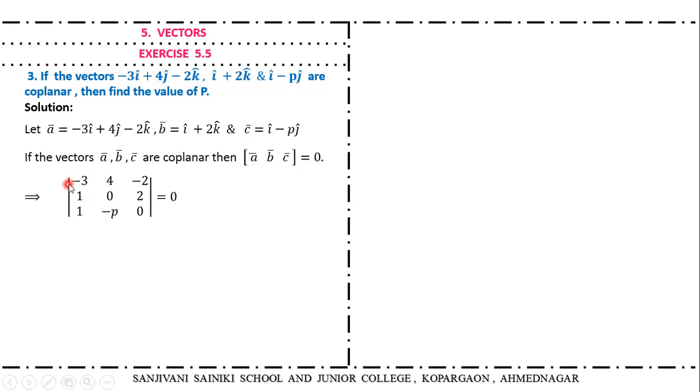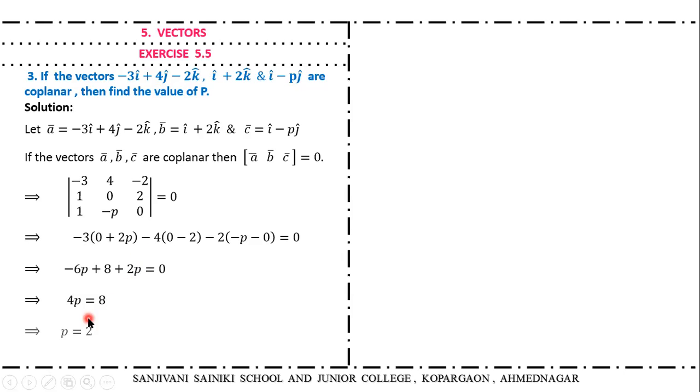So put the components of these vectors, i^, j^, k^. First row is −3, 4, −2. Second row is 1, 0, 2, and third row is 1, −p, 0. k^ is not there, so its coefficient is 0. So find the value of this determinant, simplify it. You get the value of p as p = 2.